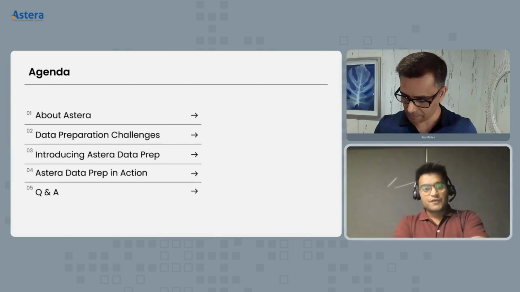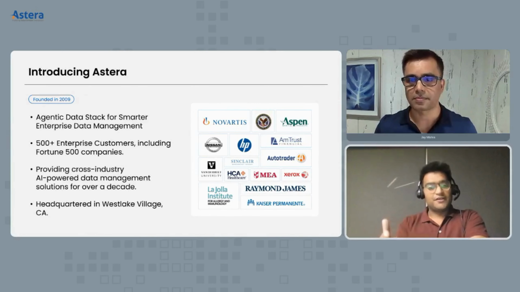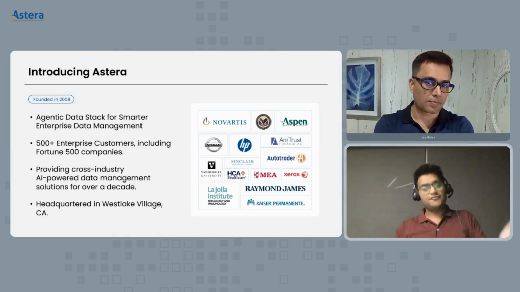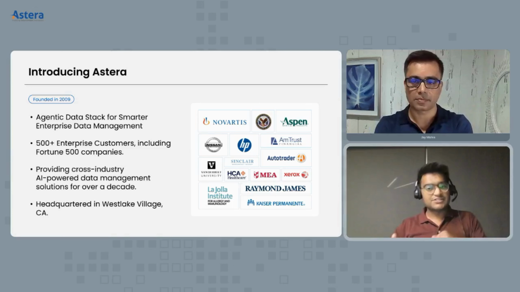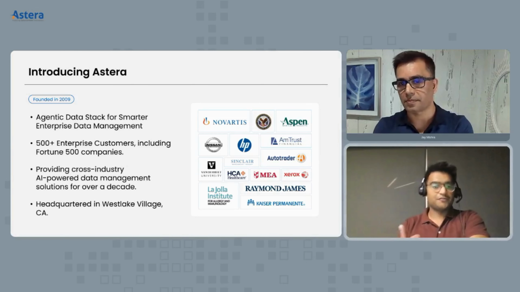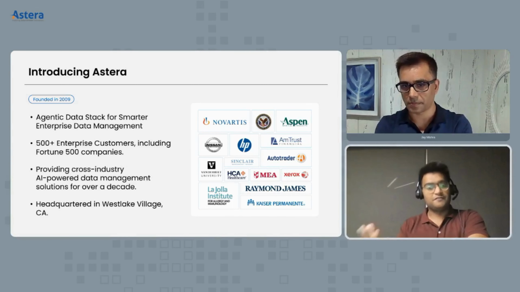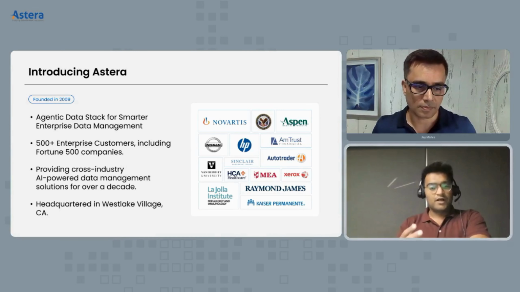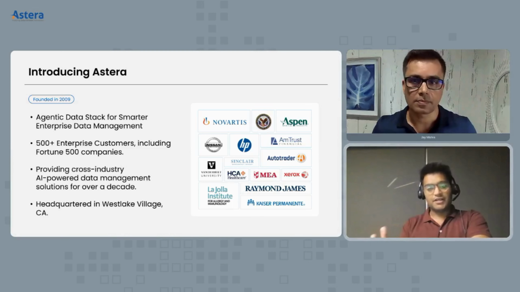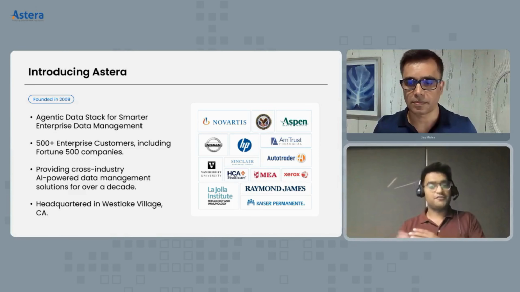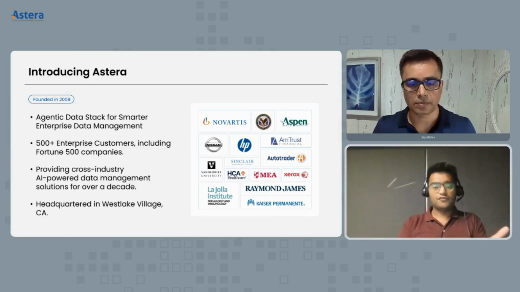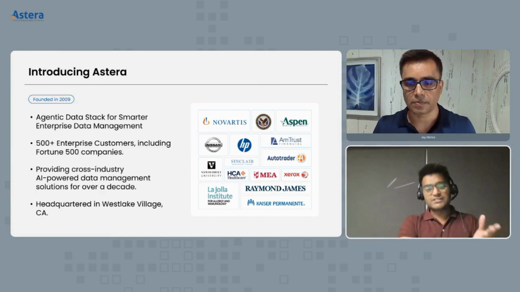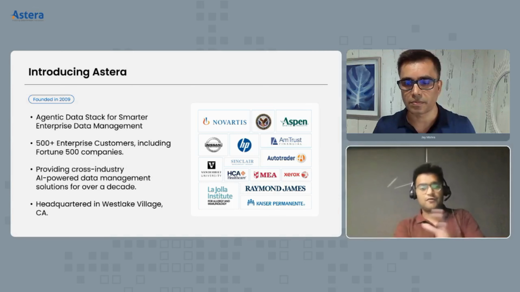All right, perfect. So let's talk a little bit about what Astera is. If you're new to Astera, here's a quick intro. We've been around since 2009, solving data challenges for organizations with over 500 customers, including some Fortune 500s as well. We use our product to simplify how to handle, transform, and deliver data. Like I said, we're headquartered in California, and we specialize in AI-powered data management across industries. So long story short, we build solutions that take the friction out of working with data.